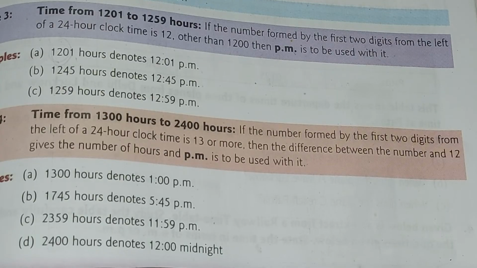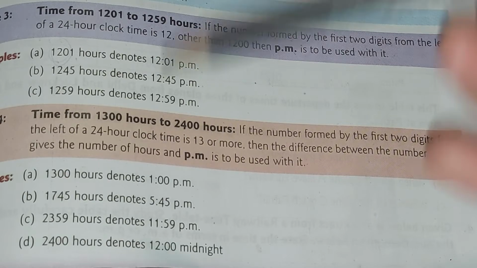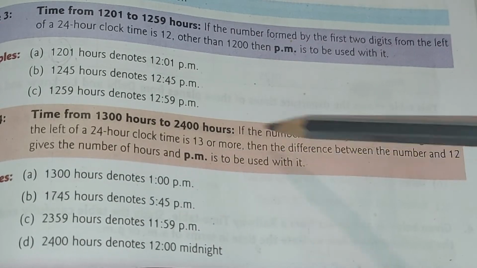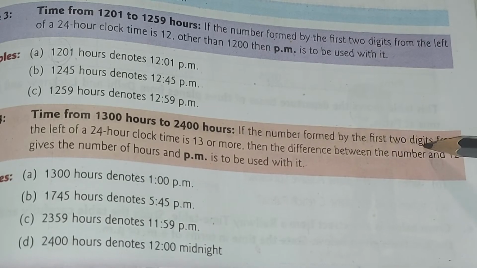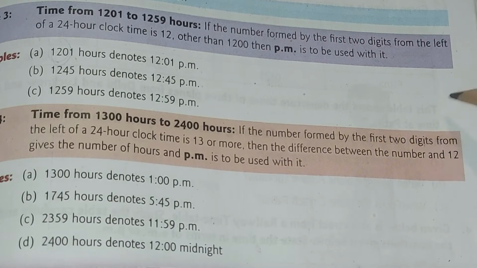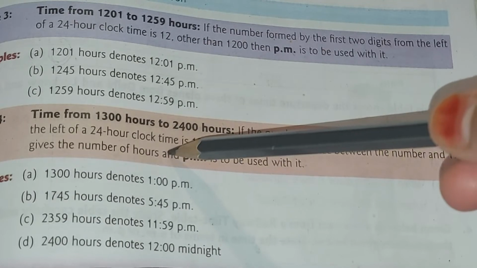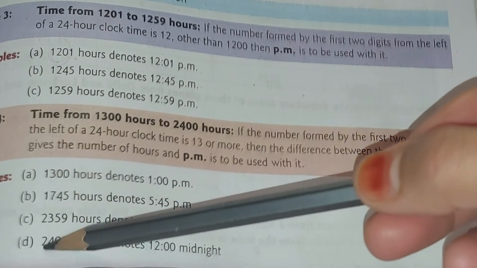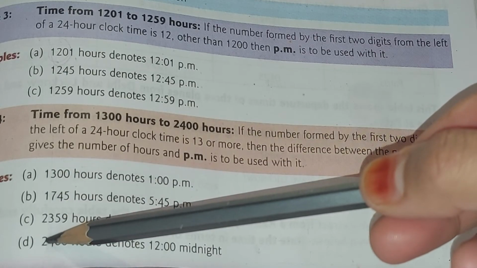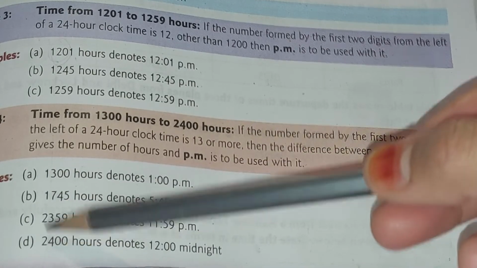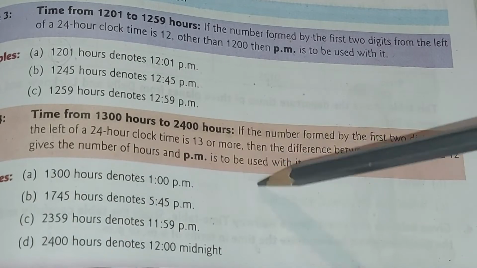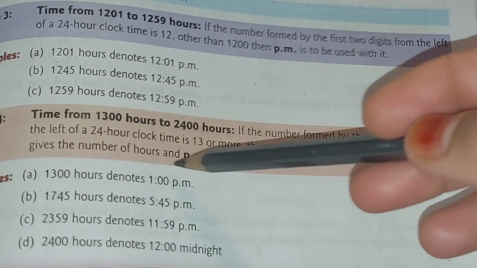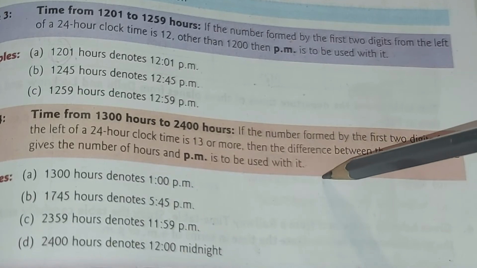And after that comes the last rule, that is rule number 4. Time from 1300 hours to 2400 hours, meaning if the number formed by the first two digits, the hours, from the left of a 24-hour clock time is 13 or more, then the difference between the number and 12 gives the number of hours, and pm is to be used with it.